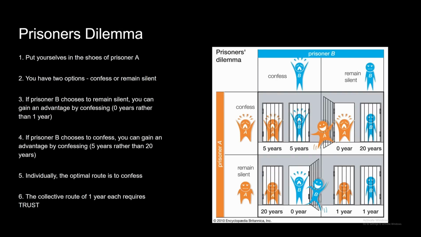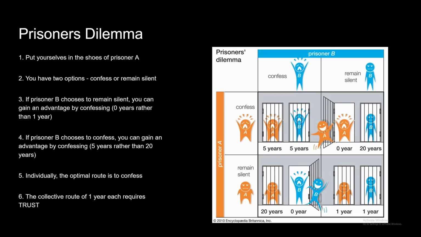So one of the most famous examples of game theory is something called the prisoner's dilemma. In this scenario, there are two prisoners, prisoner A and prisoner B. And they are in a situation where if both prisoners remain silent, they will have 1 year in jail each. If both prisoners confess, then they will have 5 years in jail each. If one of them remains silent and one of them confesses, the one who confesses will walk free and the one who remains silent will have 20 years in jail.